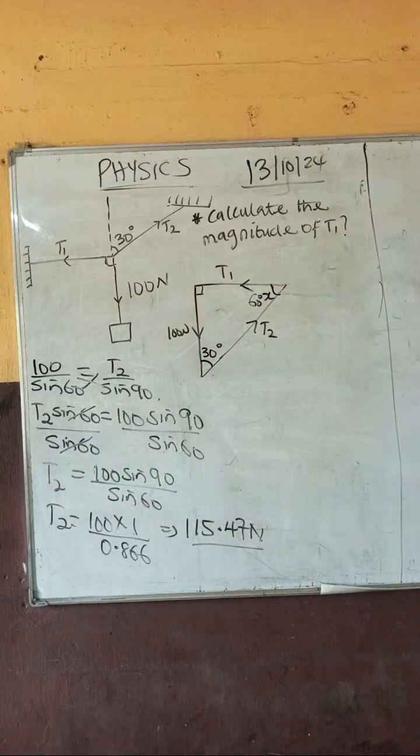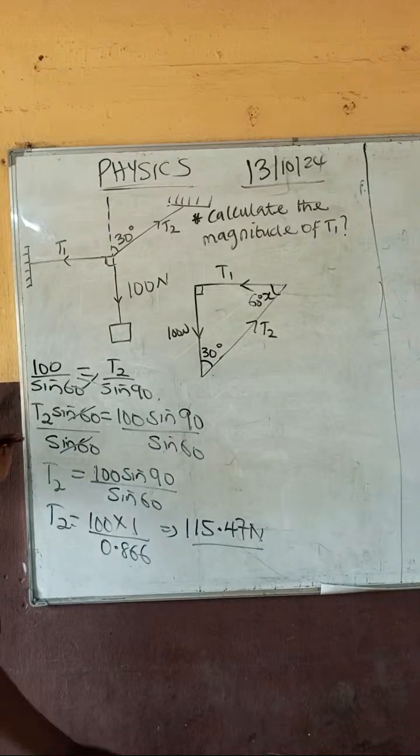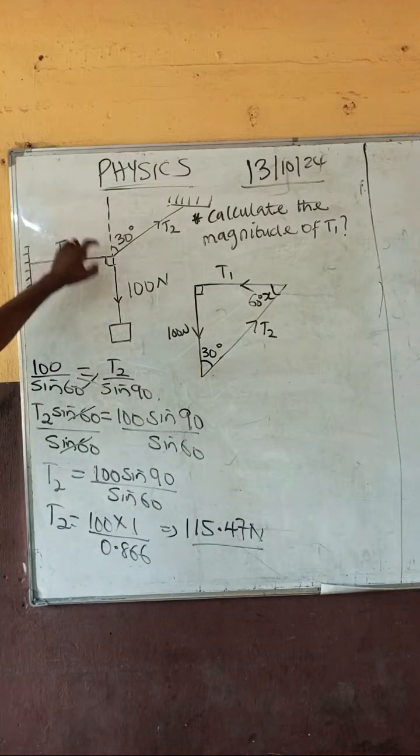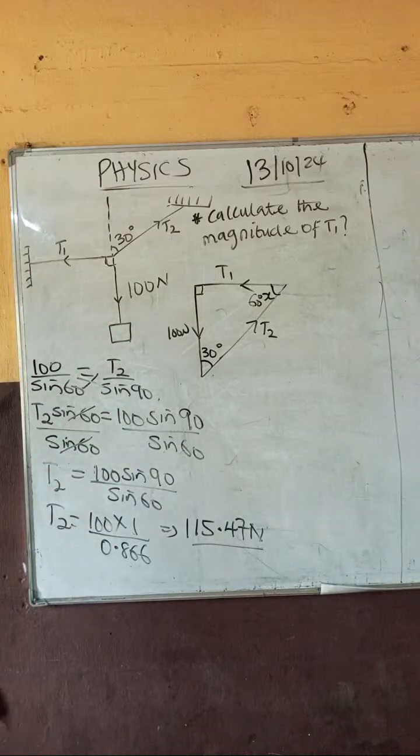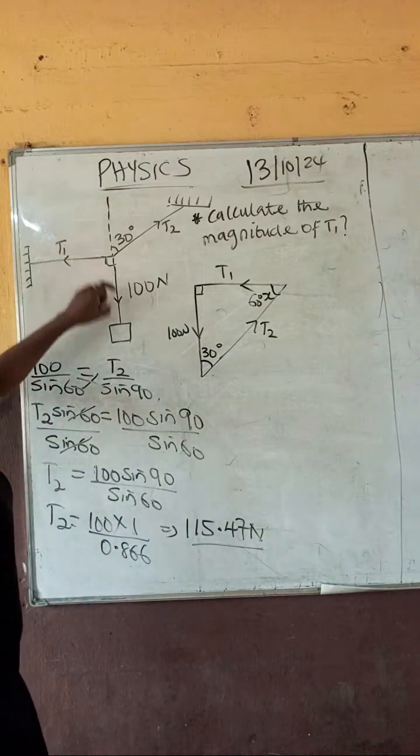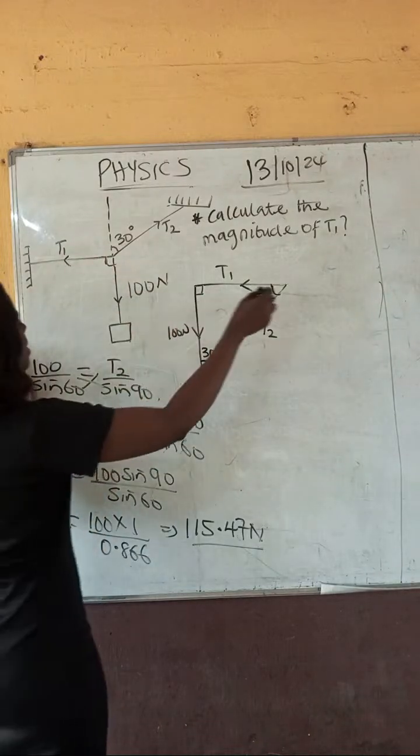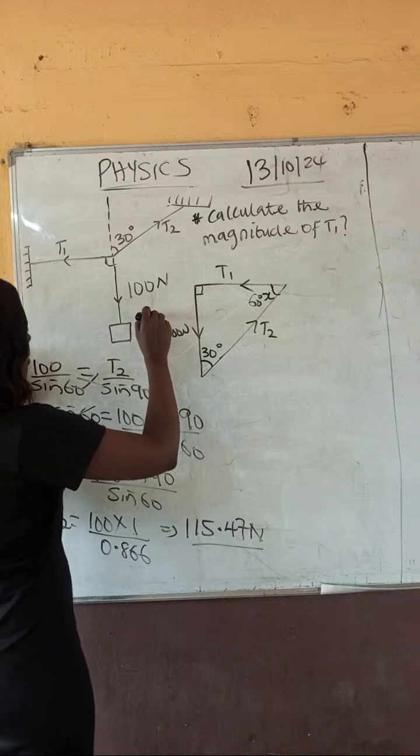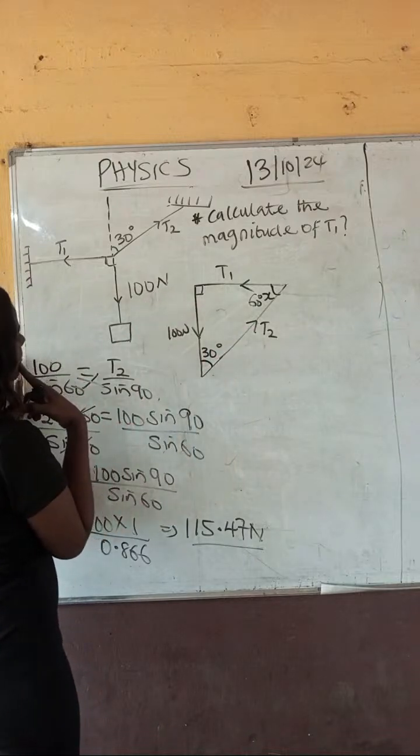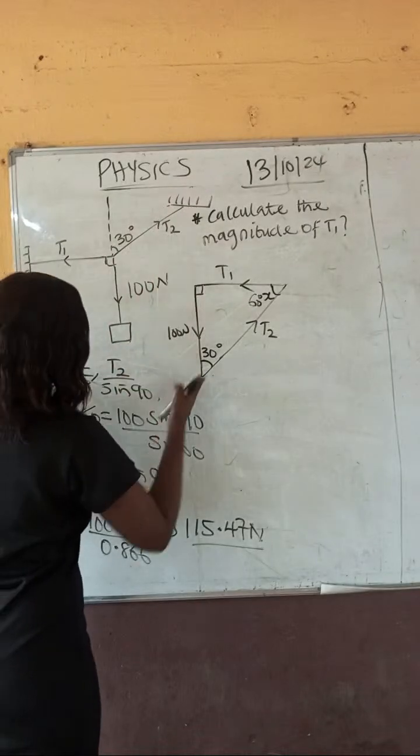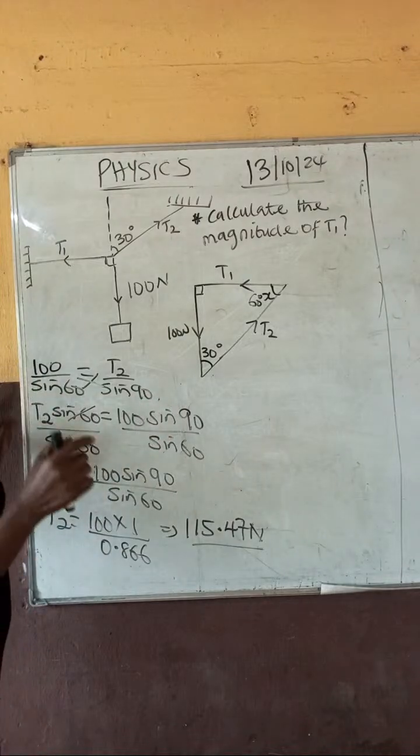I told you it's the same method we are going to use to get this one. Then the first step you have to put in to solve this is this. Look at the direction of the vectors and see where they are going. This is 100 Newton acting down. This T1 is acting this way, right? And this is acting this way. Now you must make sure that the direction of this is going where it's supposed to go. If not, your answer will not be correct.